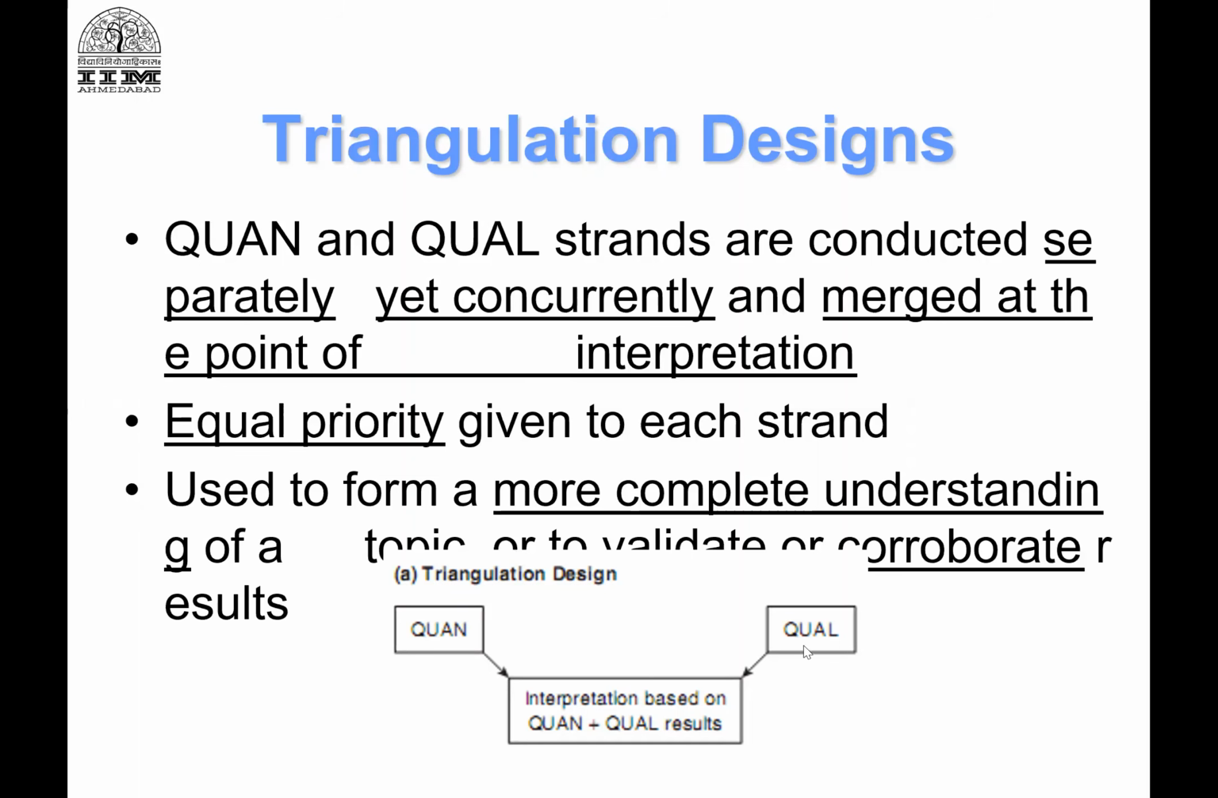So this is an example of triangulation design. If you want to show it conceptually in your papers, this is how you can do it. So you do a quantitative study. On the other hand, you are also doing some interviews. You interpret both these results and then give a final interpretation based on what the qualitative and quantitative results suggest.